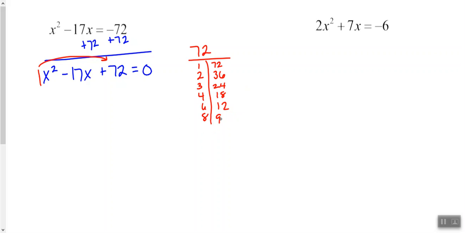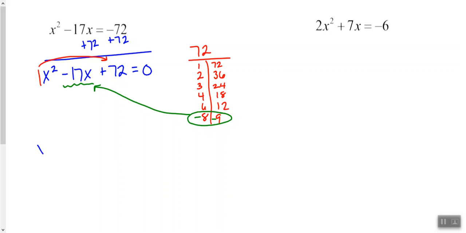Those are all just the positives. Now remember, we can find the negatives of each of those too. We're trying to figure out, when added together, what creates a negative 17. So if I were to do negative 1 plus negative 72, none of these bigger numbers are going to give me a negative 17. But I do notice if I do 8 plus 9, that gives me positive 17. So if I do negative 8, negative 9, that will give me my negative 17 that I need for the middle.